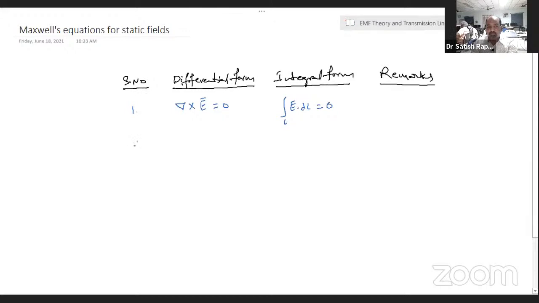And the second one: delta dot d bar is equal to rho v, and surface integral d bar dot ds is equal to volume integral rho v dv. So this is nothing but Gauss law.